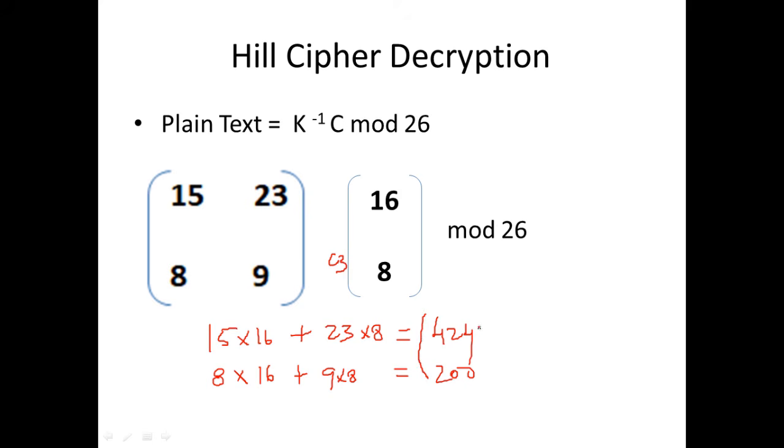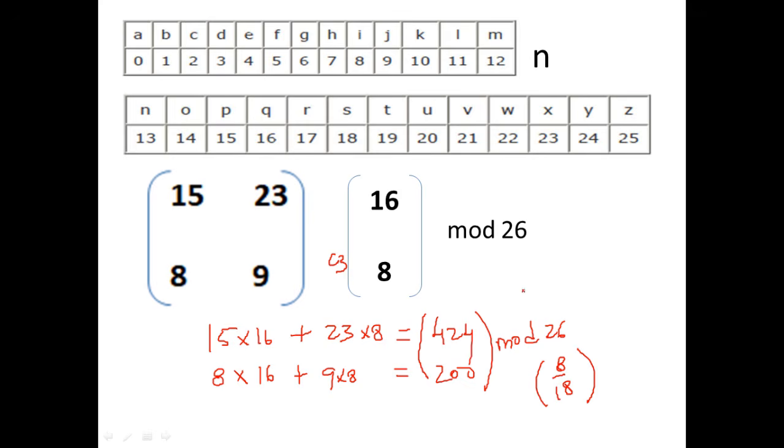So on this result we have to perform mod 26. What is 424 mod 26? It is 8. And what is 200 mod 26? It's 18. Now you find the corresponding alphabets. For 8 it is I and for 18 the output is S. So for these two ciphertext characters, our corresponding plain text is I and S.